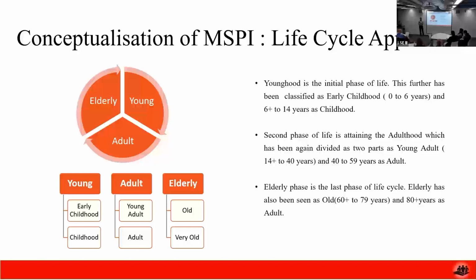Again, throughout the life cycle, within these three phases there are multiple stages. So for the purpose of computing this index, I have divided each stage further into two parts. For example, the young stage I have divided as early childhood, which comprises 0 to 6 years, and then childhood from 7 to 14 years. The second phase is divided as young adult, from 14 to 40 years, and then adult as 40 to 59 or 60 years. And for elderly also there are two phases, elderly and old and very old. This is for the purpose of the mapping, which I'll talk about later, on how these life cycle stages are relevant.